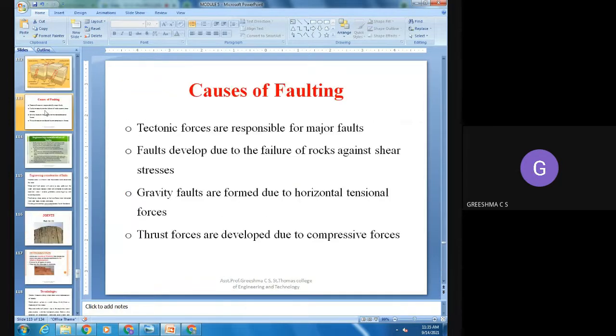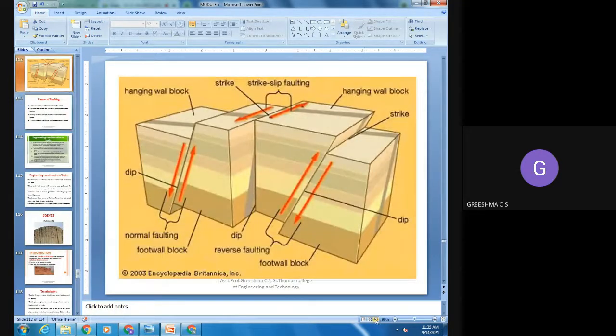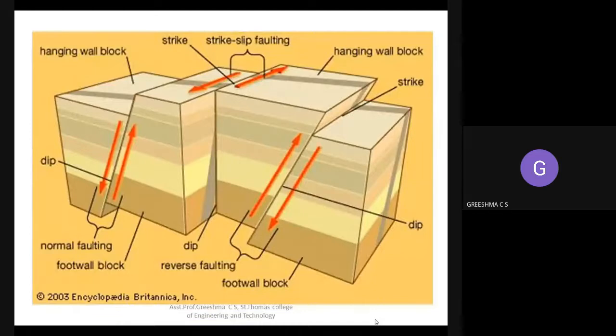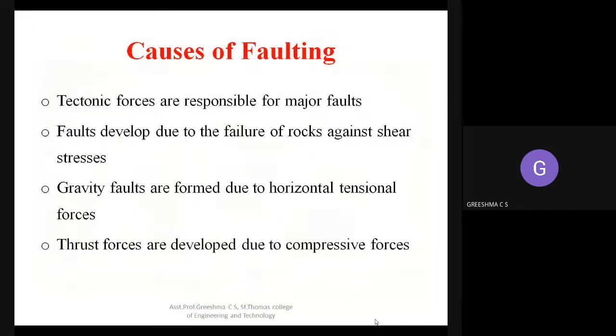Okay, so this is a fault. So next one is the causes. What are the reasons that are actually causing a fault? We have already discussed about this. So fault is actually caused by tectonic forces. That is the force that is occurring below the earth.